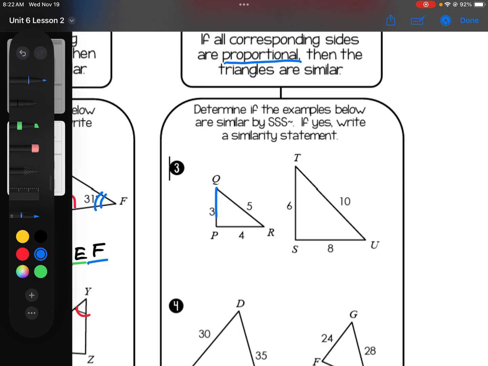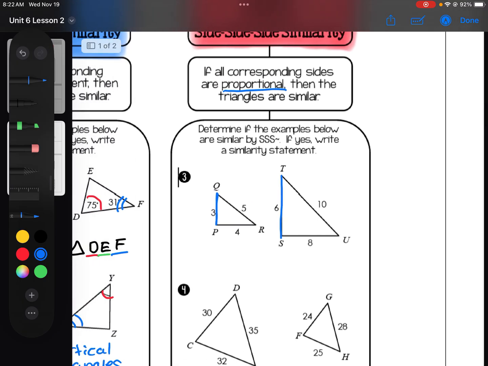Okay, so QP is going to correspond with TS. Okay, so what we do here is we set up a proportion to represent that. It's going to be 3/6. Now the relationship of those two sides, 3 relates to 6 in the same exact way that 5 relates to 10. And then it needs to also be proportionate to the relationship of 4 to 8.